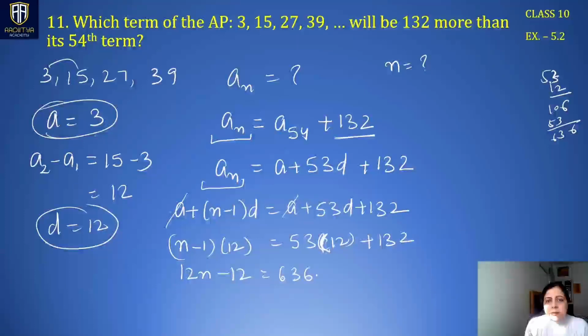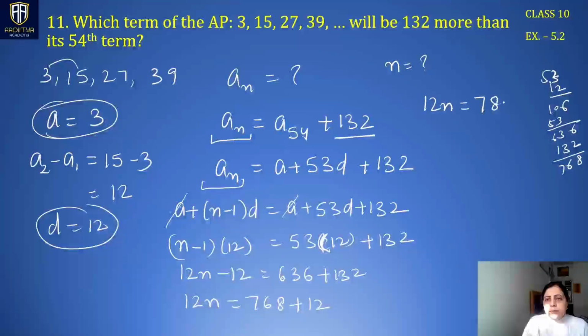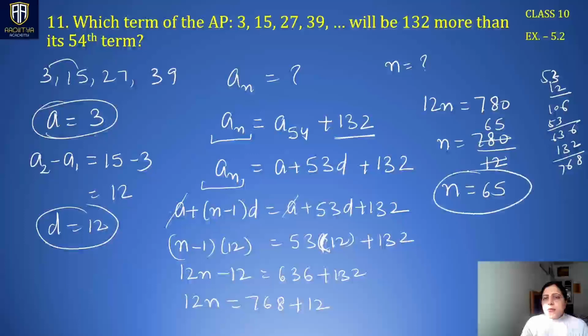636 plus 132. So we add 132 to this. This is 768. 12n is equal to 768, and you can bring this 12 to right hand side. It becomes plus 12. So 12n is equal to 780. Right? So the value of n becomes 780 divided by 12. 12 6s are 72. Then we have 60. 12 5s are 60. So the value of n is 65.